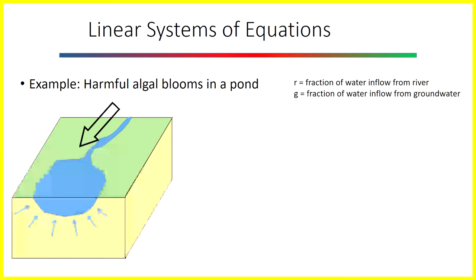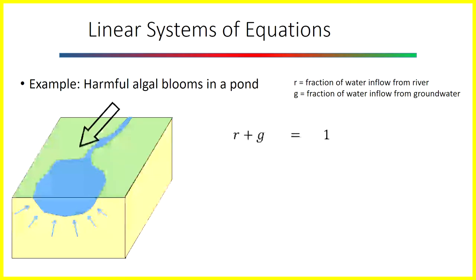Our first step is to write out a system of linear equations. Let's call R the fraction of the pond's water inflow that is coming from the stream, and G the fraction of the pond's inflow that is coming from the groundwater. We can thus write a simple equation that tells us that these two have to sum to 1, because they are 100% of the water entering the pond.